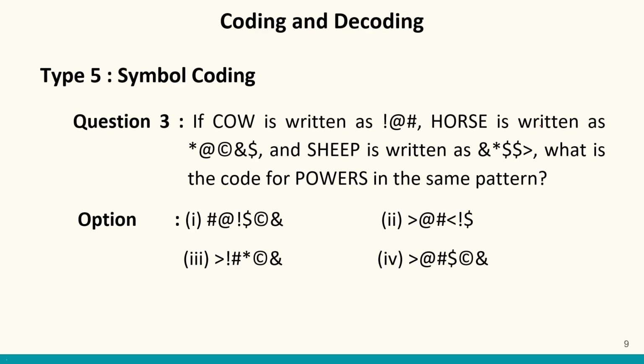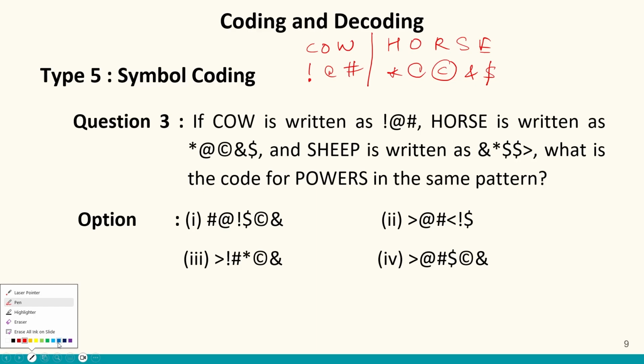Now, cow is written as this, horse is written as this, sheep is written as this. What is the code for powers? Let's check if they are in sequence. So here I can clearly see that O has the same code. So they are in sequence, right? Therefore, to find for powers, we have to find the code for P, which we can find from sheep. This is the code.